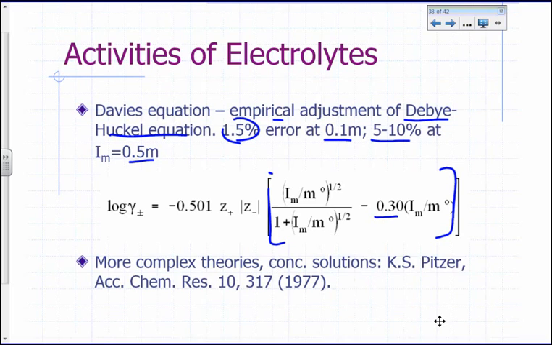There are more complex theories that you can use to theoretically calculate activity coefficients for ions, and this is a good reference. Pitzer, Accounts of Chemical Research, Volume 10, page 317, 1977.